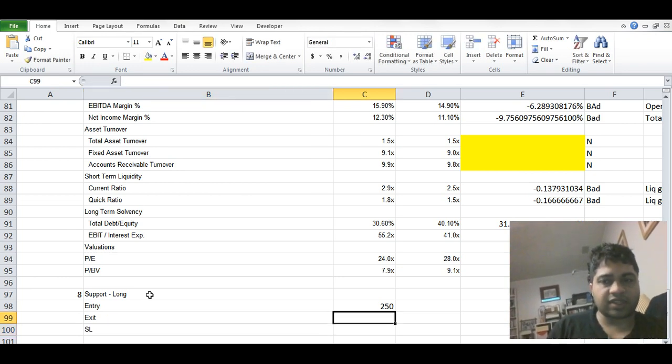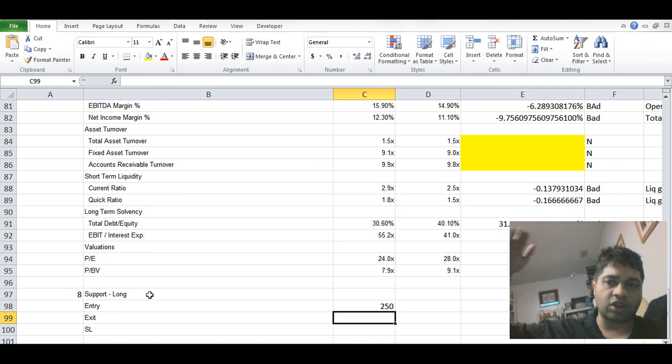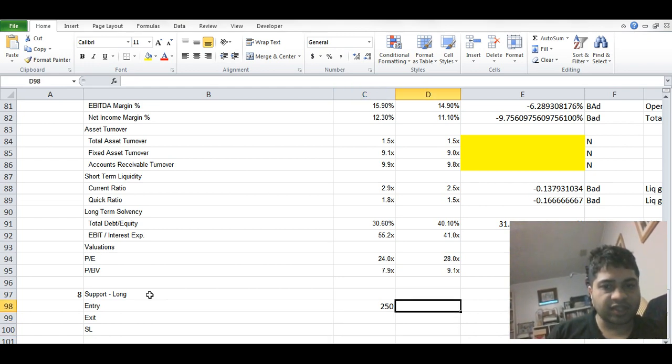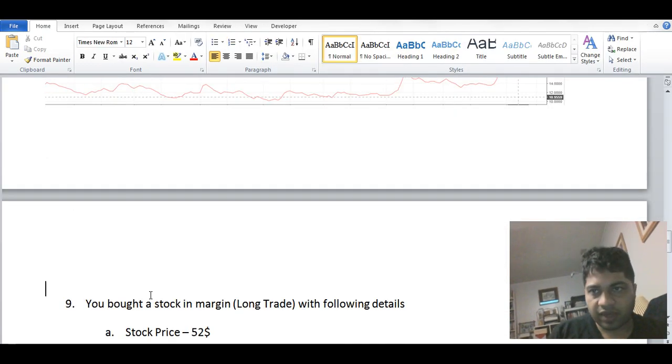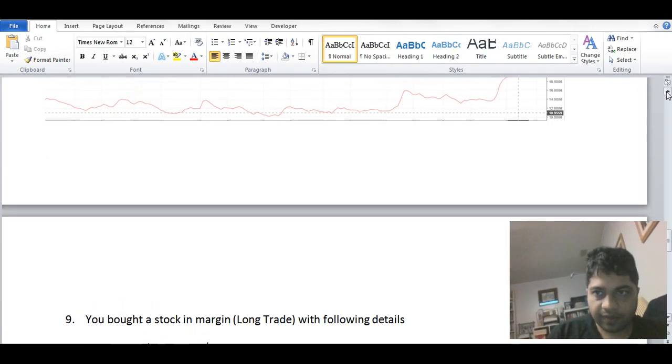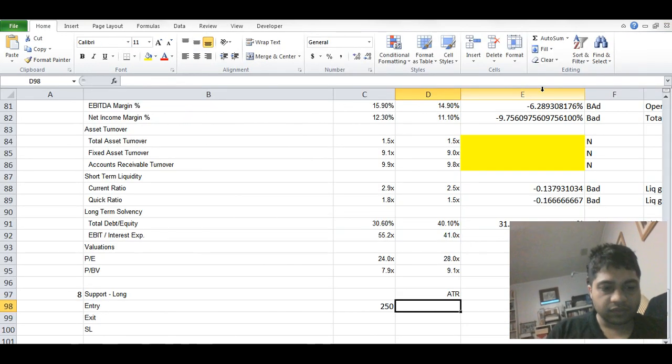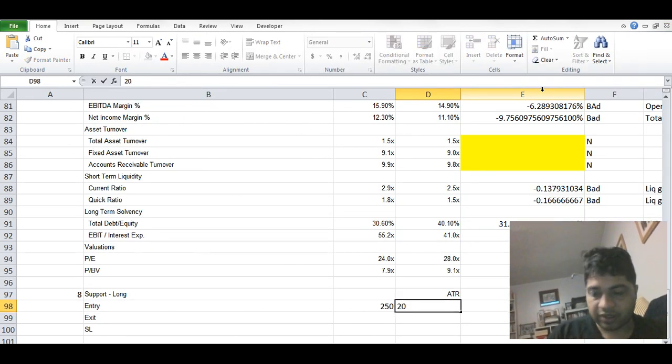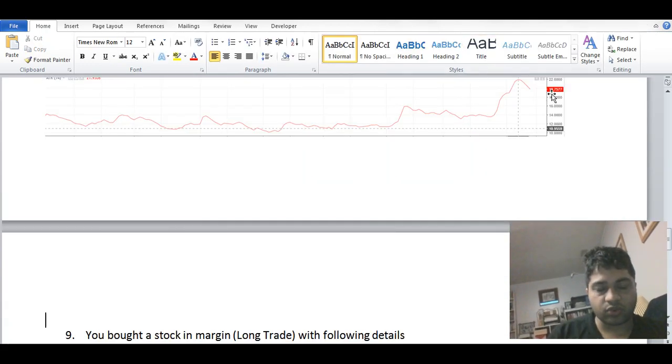We have discussed that we generally follow a 1:3 risk reward ratio. So you are going long, so profit will be up, loss will be down. If the stock goes up, it will be profit. If the stock goes down, it will be loss. So exit and stop loss will be based on ATR. What is ATR? Average true range. So average true range is given in the file below. It is somewhere around 20 now. The different chart, the below chart, it is 20.